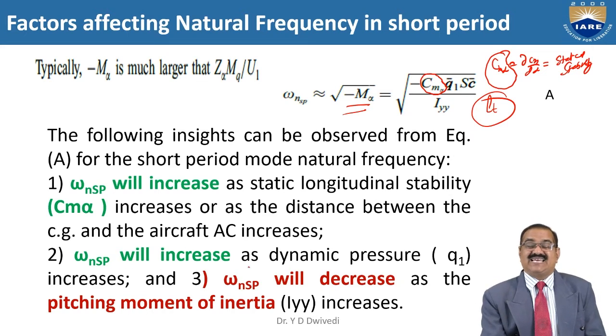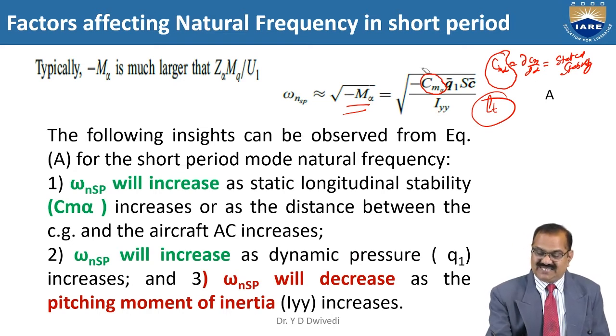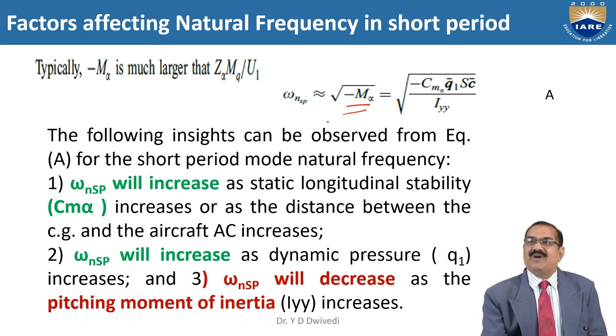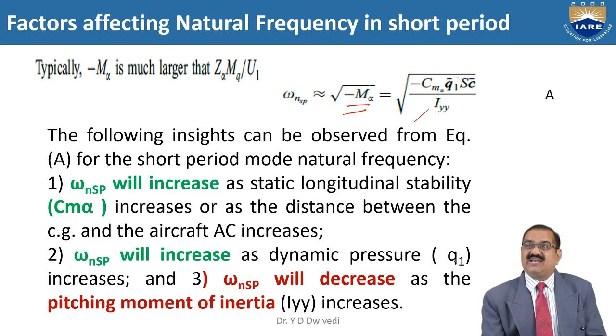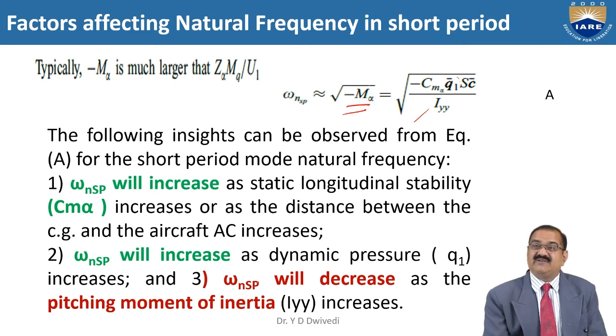Omega n SP will also increase as dynamic pressure Q1 increases. You can see here that omega n is also proportional to Q1. Q1 is the dynamic pressure, half rho v square. So Q1 depends upon the velocity and the density of the atmosphere where your aircraft is flying. And third, omega n SP will decrease as the pitching moment of inertia Iyy increases.